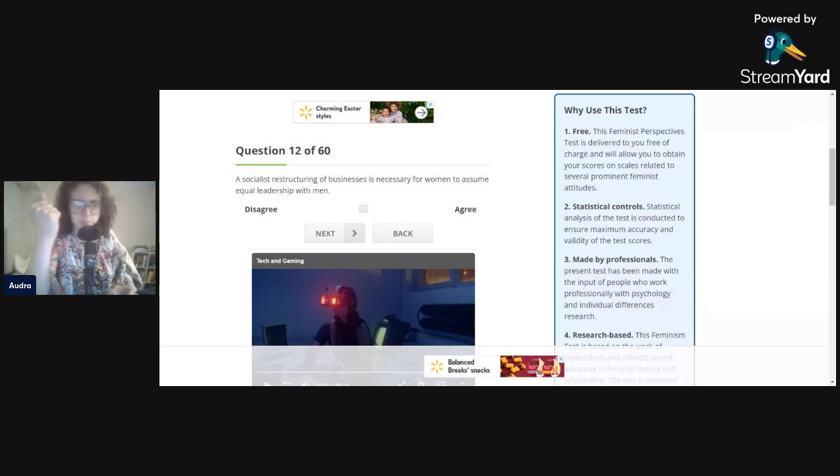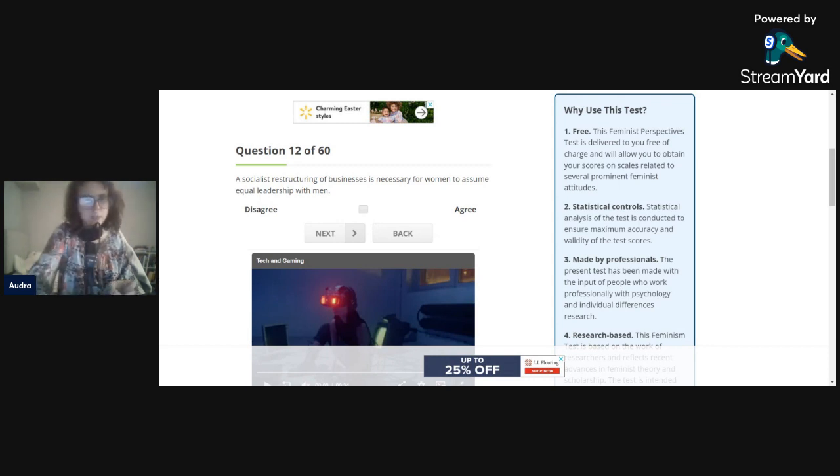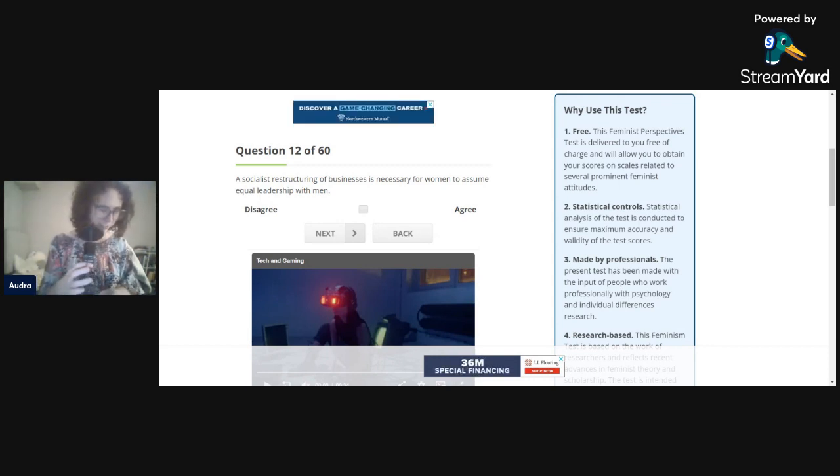So now a lot of socialist countries haven't done great with this. I mean, it's been a mixed bag when it comes to women's lib. But in principle, I think a socialist government of sorts would be better for allowing everybody to be on equal footing, and allowing everybody to assume equal leadership in their community.